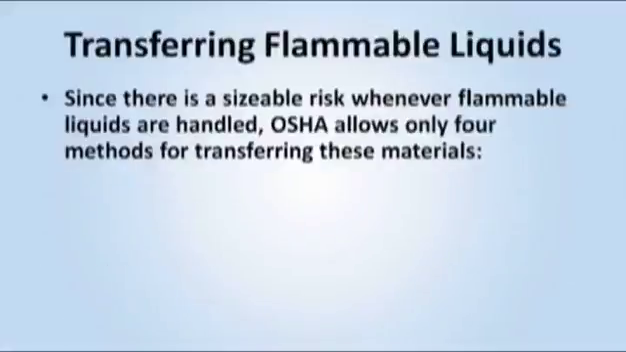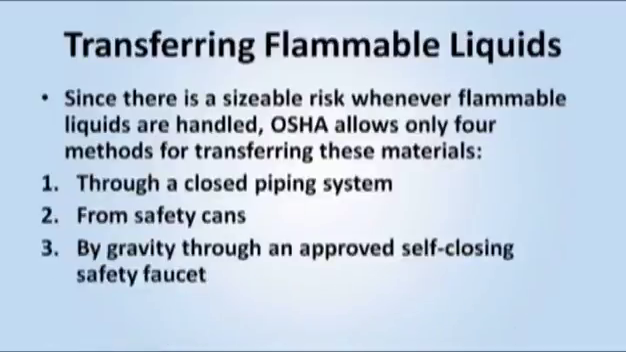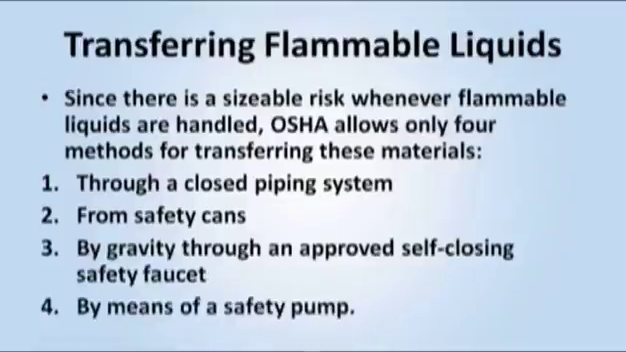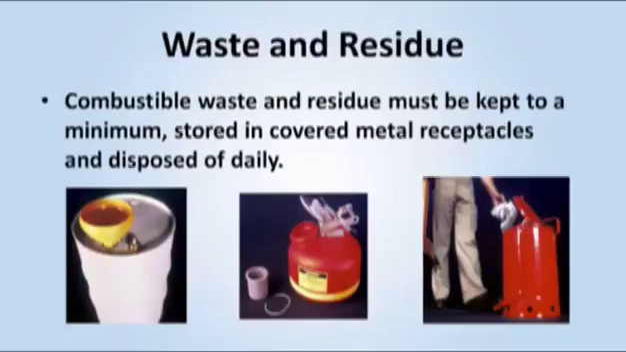Since there is a sizable risk whenever flammable liquids are handled, OSHA allows only 4 methods for transferring these materials: through a closed piping system, from safety cans, by gravity through an approved self-closing safety faucet, or by means of a safety pump. Combustible waste and residue must be kept to a minimum, stored in covered metal receptacles, and disposed of daily.